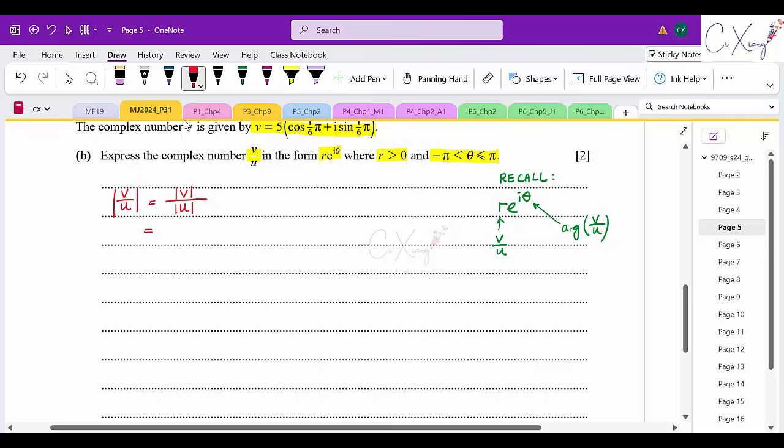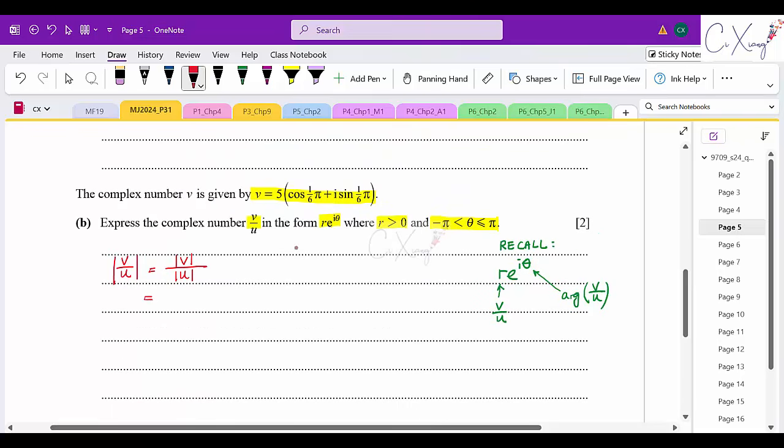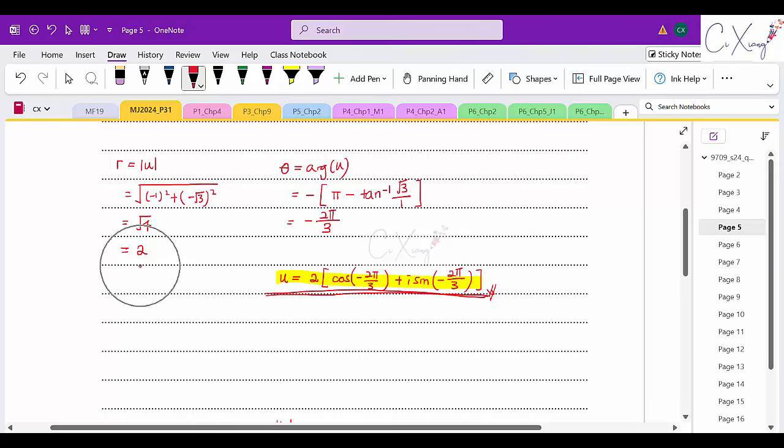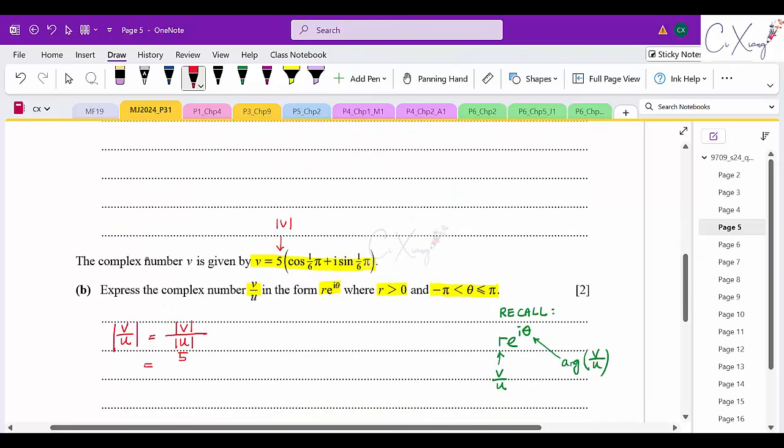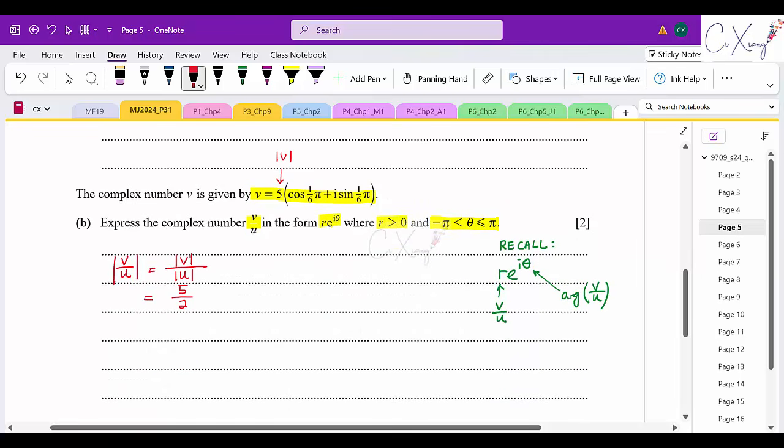How can I get the modulus of v? It is already provided in the question. The 5 here is actually the modulus of v, because this is the modulus argument form, right? So the r here is the modulus of v itself, which is 5. And what is the modulus for u? You calculated it just now, which is 2. So you'll have a 2 here. So the modulus of v over u is 5 over 2. This is a shortcut formula that you should know if you want to apply it, because it is not provided in the formula booklet.